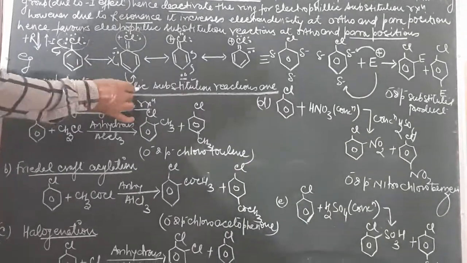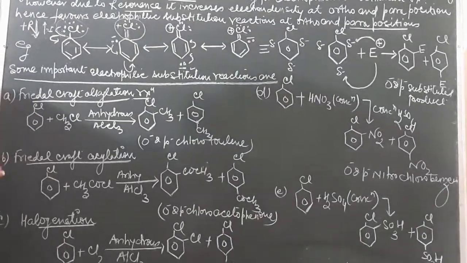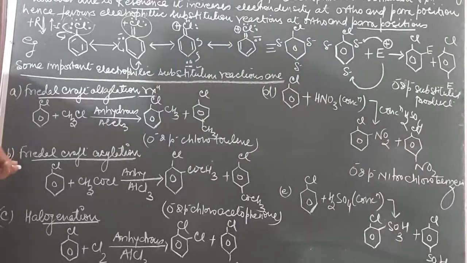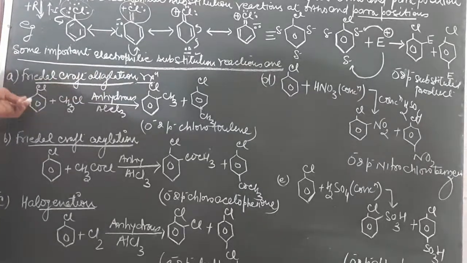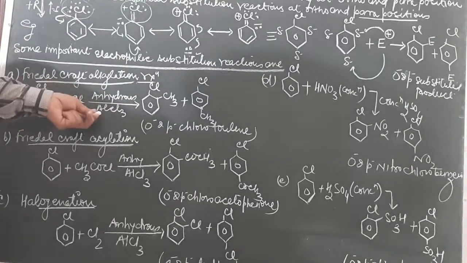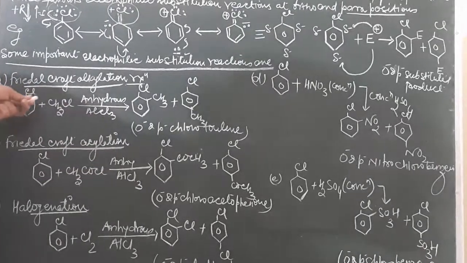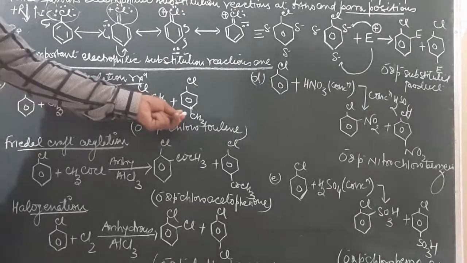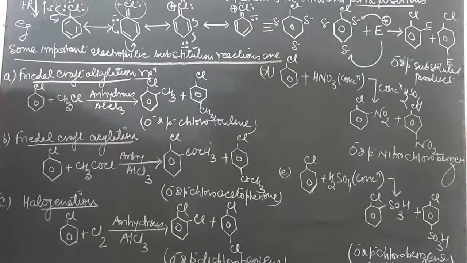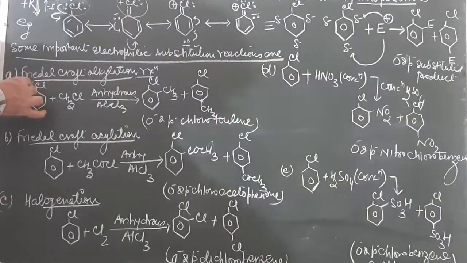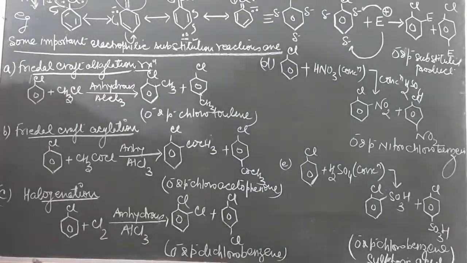Now we will be discussing some of the important electrophilic substitution reactions. The basic idea of these reactions we have been doing since class 11. First is the Friedel-Crafts alkylation reaction. When chlorobenzene reacts with methyl chloride in the presence of anhydrous aluminum chloride, the chloro group will be an ortho and para directing group, so it will increase the electron density at the ortho and para positions. So what will be the answer? Ortho and para chlorotoluene. Why? Because it increases the electron density at the ortho and para positions, and hence favors the electrophilic substitution reaction at those positions.